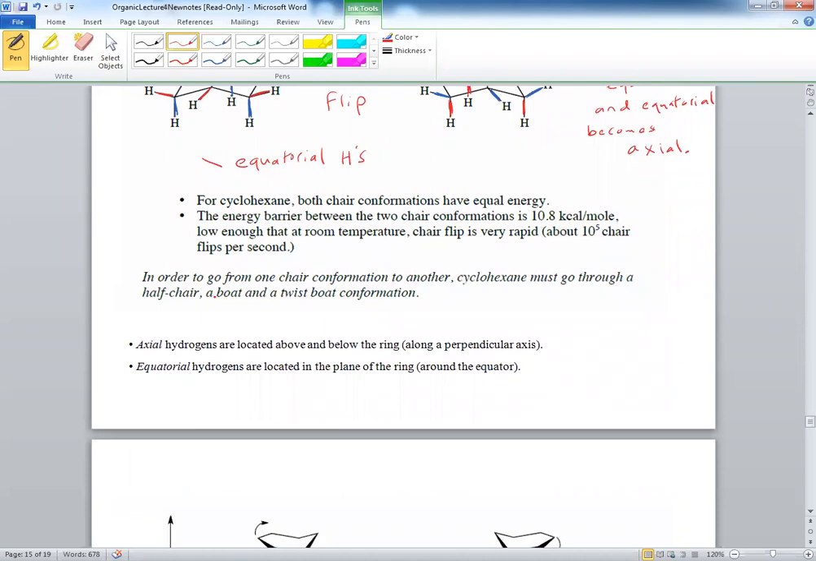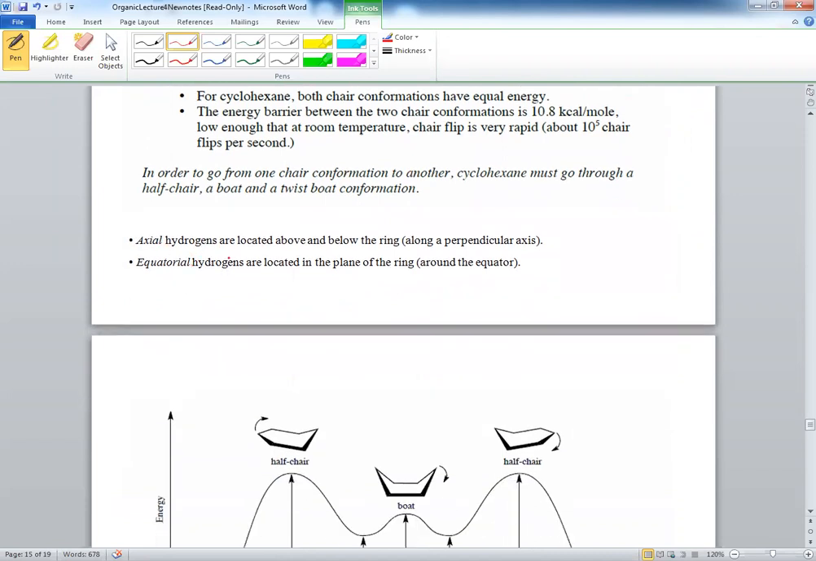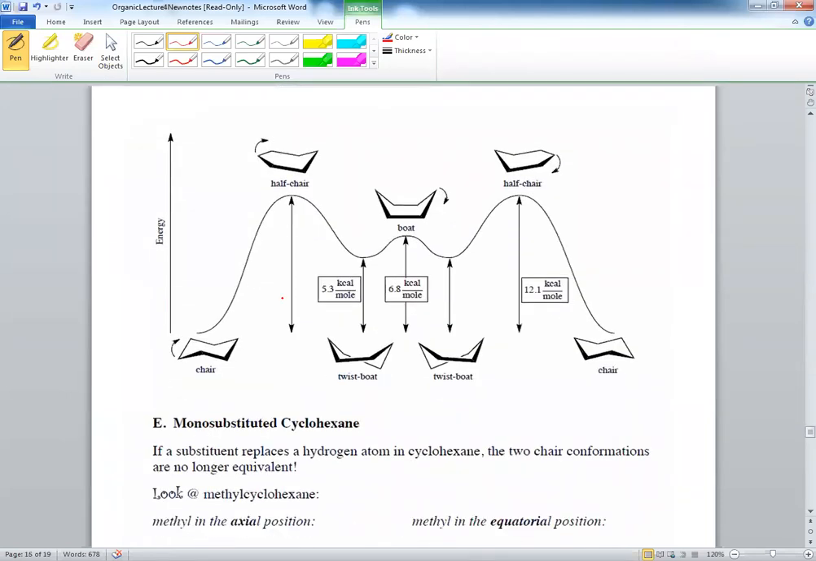So in order to go from one chair conformation to another, the cyclohexane must go through a half chair, a boat, and a twist boat conformation. And as I said, here's a more detailed description of those axial and equatorial H's. They are around the equator, and along the perpendicular axis for the axial. So in order to go from one chair conformation to another, to do a flip, it has to go through all of these, believe it or not.